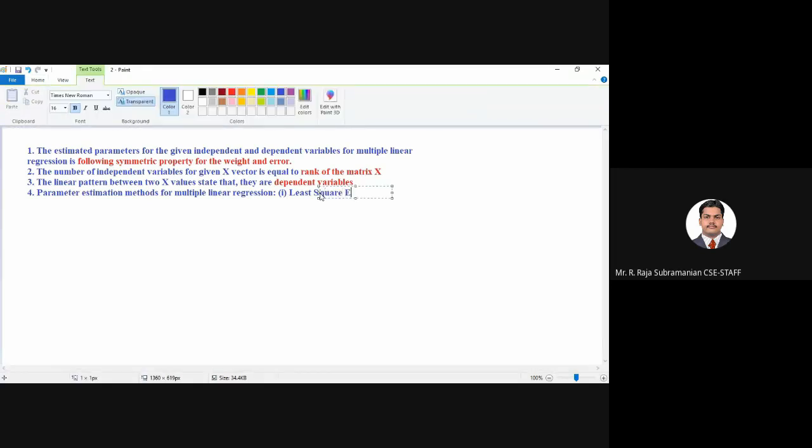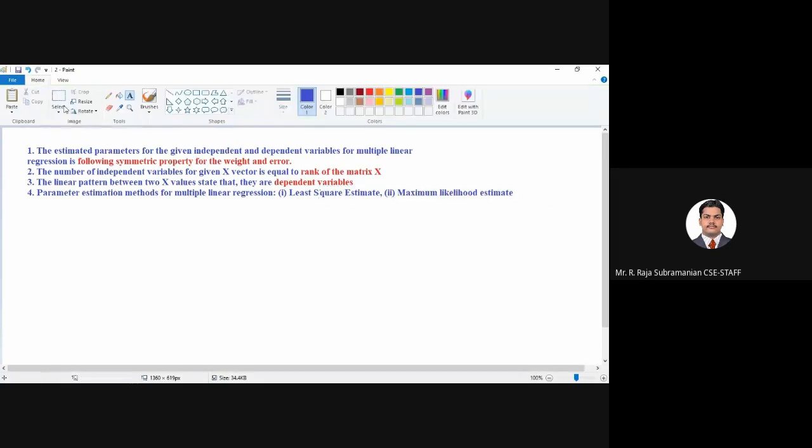Least square estimate. Second is maximum likelihood estimate, which is what you're going to see now. When I say maximum likelihood estimate, you will have two ways of estimating the beta values. So we need to identify the first way.